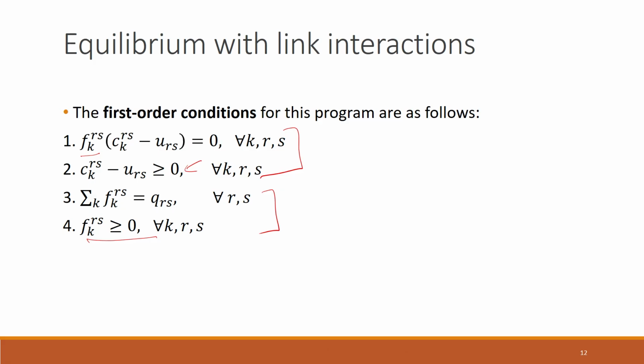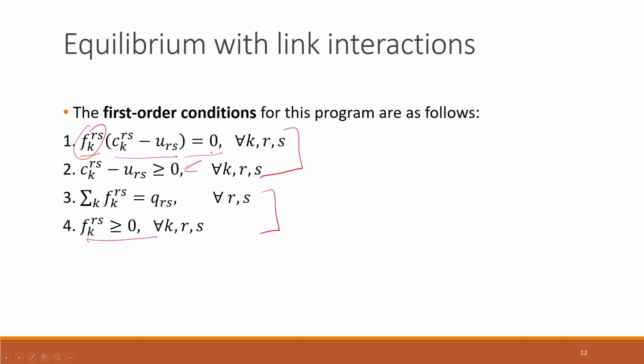Okay. So, if a path is not getting used, that is, the flow on that path is 0, then the travel time on that path will be greater than or equal to the travel time on any used path connecting that same OD pair. Whereas if this FKRS is positive, that is, this path k is getting used between this OD pair RS, then CKRS will have to be equal to URS from this condition here.